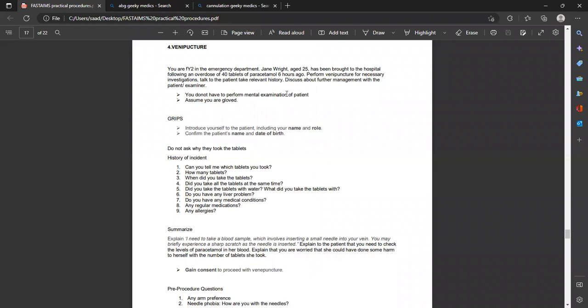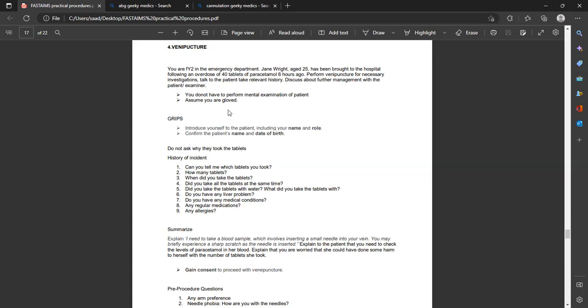You do not have to perform any mental state examination because there might be a psychiatry review involved in it. So you do not have to take this. You do not have to perform any mental state or any mental examination.